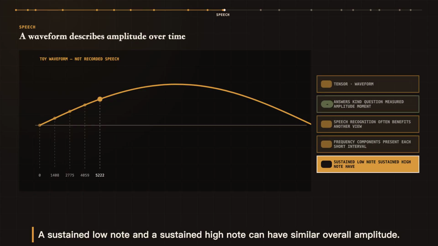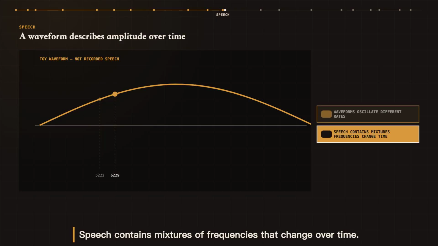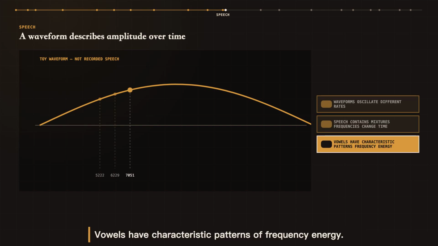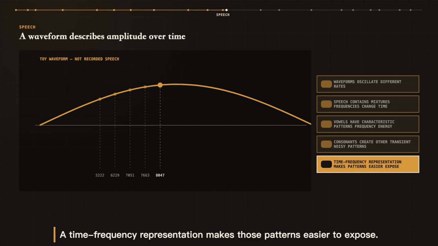A sustained low note and a sustained high note can have similar overall amplitude. Their waveforms oscillate at different rates. Speech contains mixtures of frequencies that change over time. Vowels have characteristic patterns of frequency energy. Consonants create other transient and noisy patterns. A time frequency representation makes those patterns easier to expose.